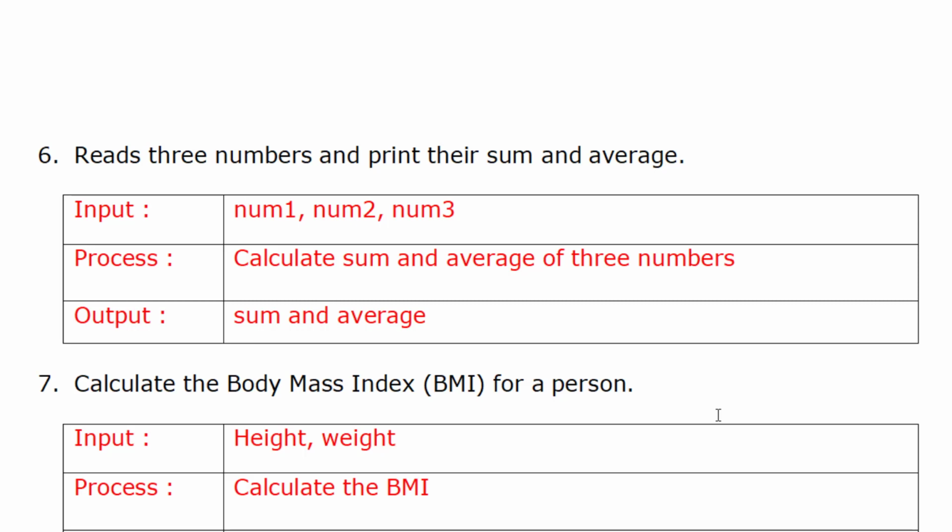Okay, question number 7. Calculate the body mass index, BMI, for the person. To calculate the body mass index, you must know the height and weight of the person. So the input is height and weight. The process is calculate the BMI, and the output is BMI.